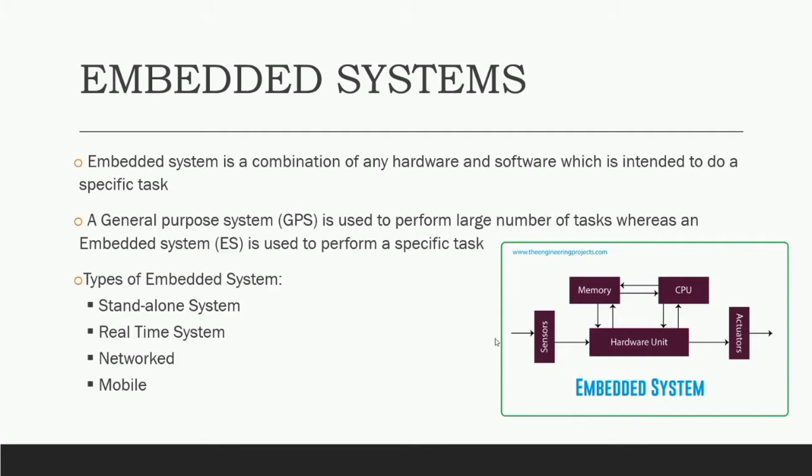The simple block diagram of an embedded system is given in this figure, consisting of the blocks: sensors, memory, CPU, hardware, and actuators. There are several types of embedded systems. The various types are standalone system, real-time system, network system, and mobile system.